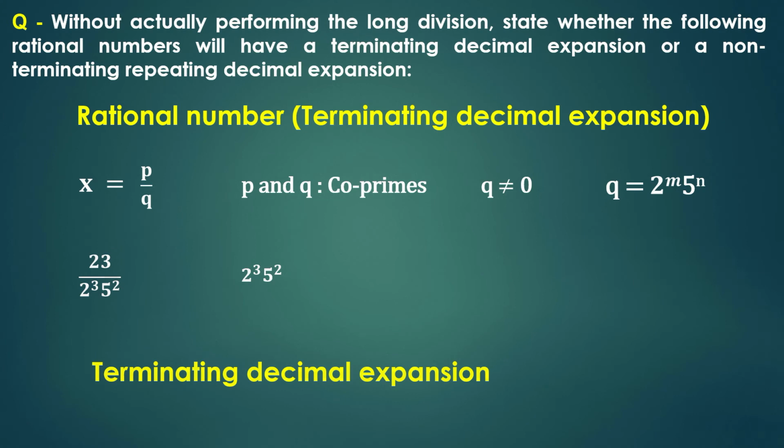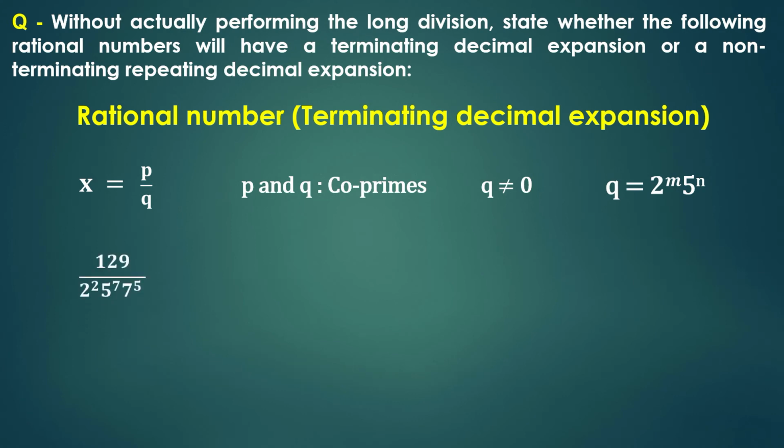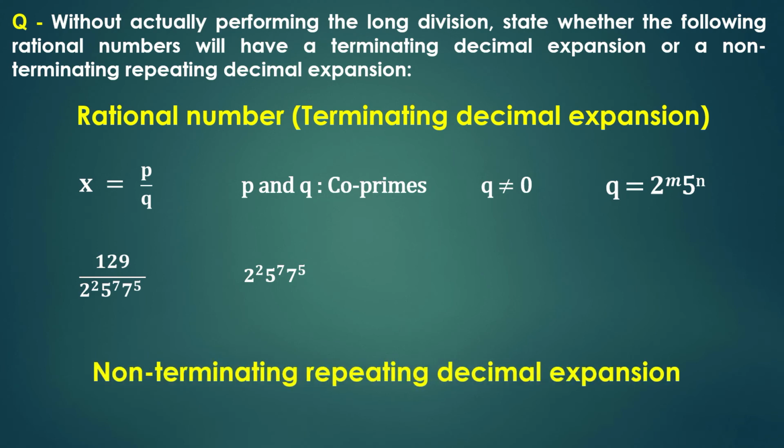Moving on to the next number, which is 129 by 2 square into 5 to the power 7 into 7 to the power 5, we can see that the denominator is in the form 2 square into 5 to the power 7 into 7 to the power 5. Although this number contains the prime factors 2 and 5, it will not be a terminating decimal expansion because it also contains the prime factor 7. Therefore, we can conclude that this number is a non-terminating repeating decimal expansion.